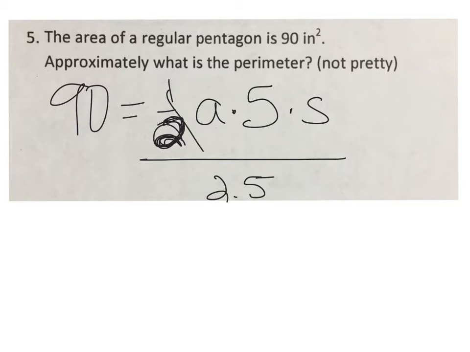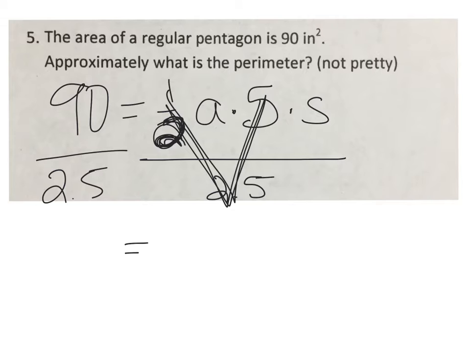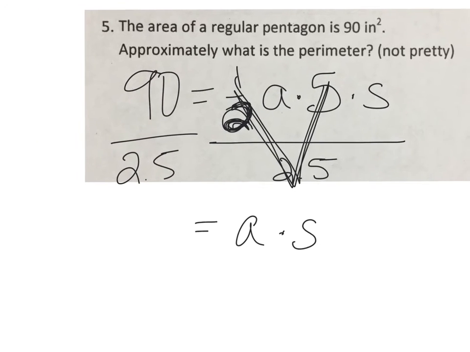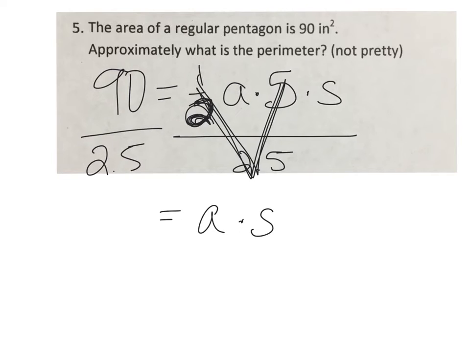So half of 5 is 2.5. So I divide both sides by 2.5, and I get a times s equals 36.